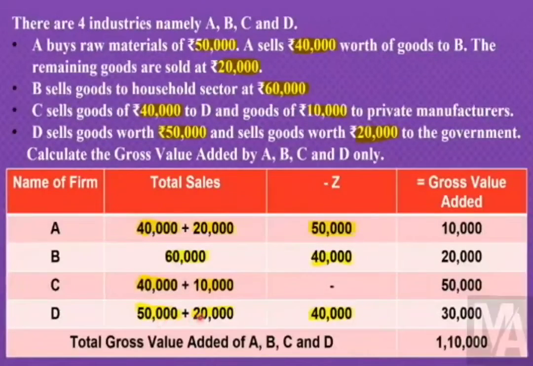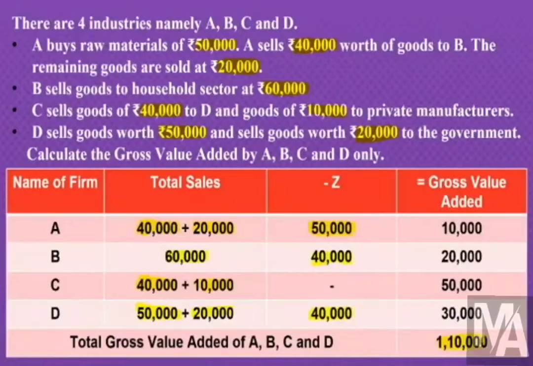And then we have 50,000 plus 20,000, that is 70,000, minus 40,000 is equal to 30,000, that is the GVA of D. Now we have to calculate and add all this GVA of A, B, C, and D. So it is 10 plus 20, that is 30. Then we have 80 and then 1,10,000. And so this is going to be the gross value added of A, B, C, and D.